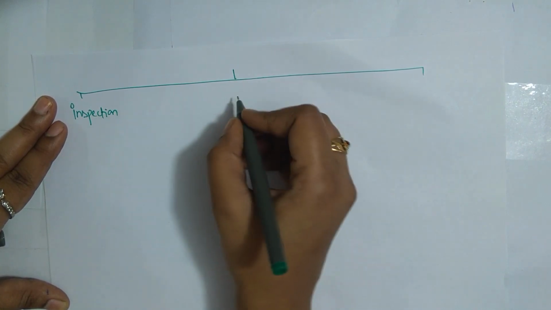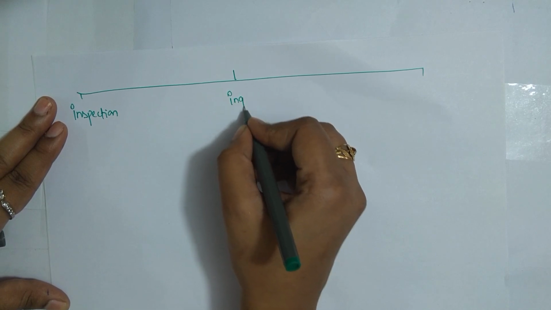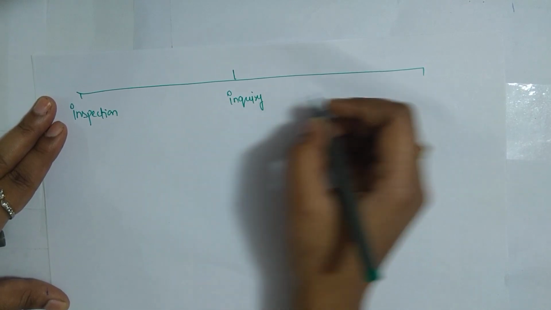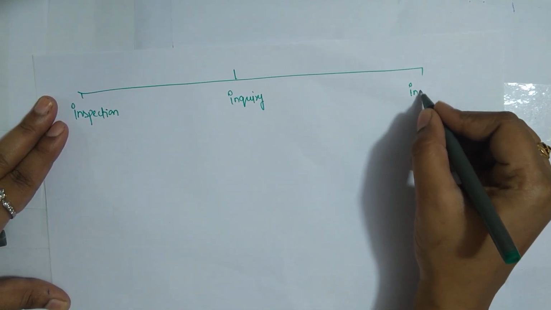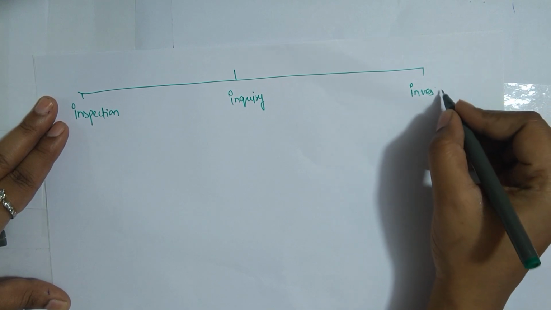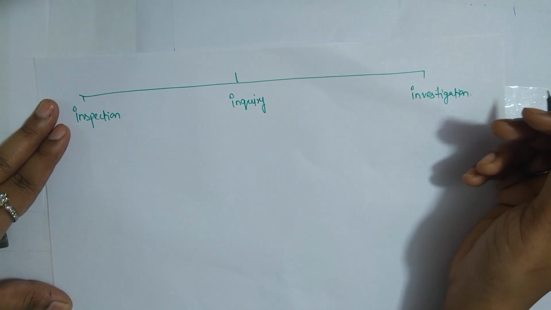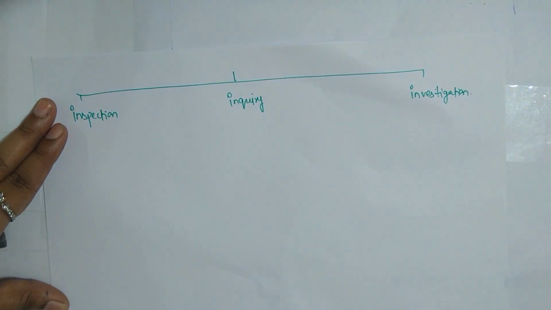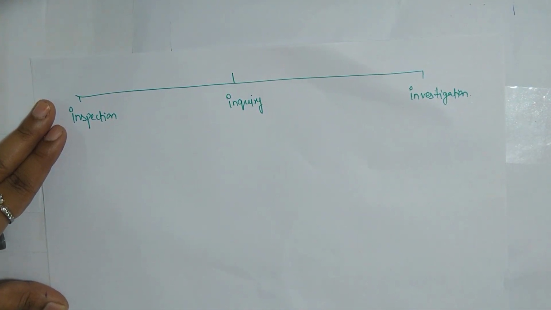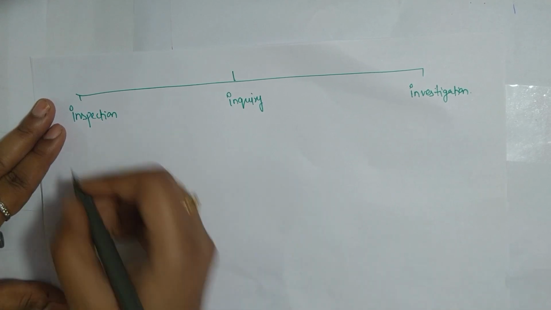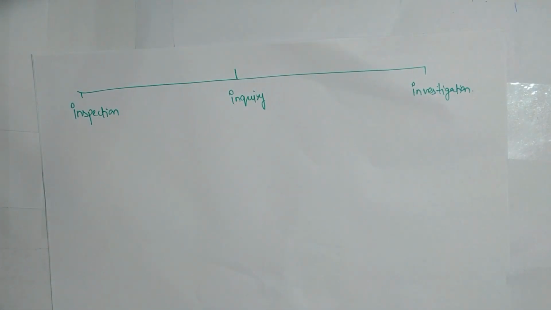My second word is inquiry. And my third word is investigation. I have 3 words: inspection, inquiry and investigation. Moving forward with the meaning. First of all, we are going to discuss the meaning.